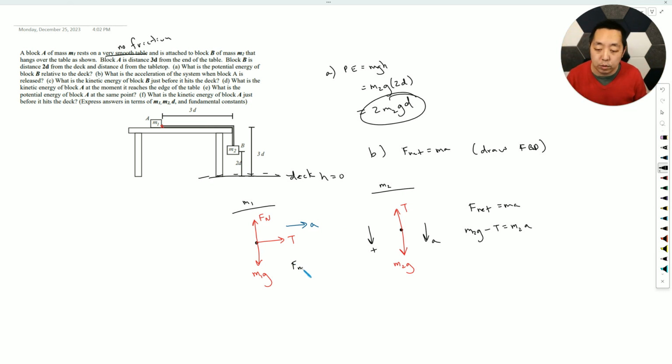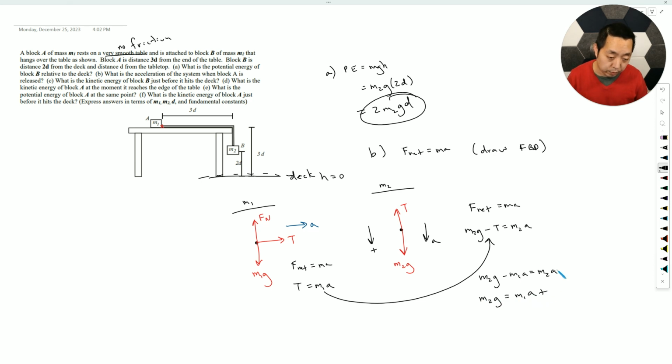So when I do F net equals ma in the x direction, only the x direction, right? Because that's the direction of the acceleration. I only have tension acting in that direction. That would be m1 times a. You can then plug that into there to get rid of the acceleration, and we can now solve for the acceleration by moving this over, factoring out the a, and then you can divide it over. So the acceleration is going to be m2g over m1 plus m2.